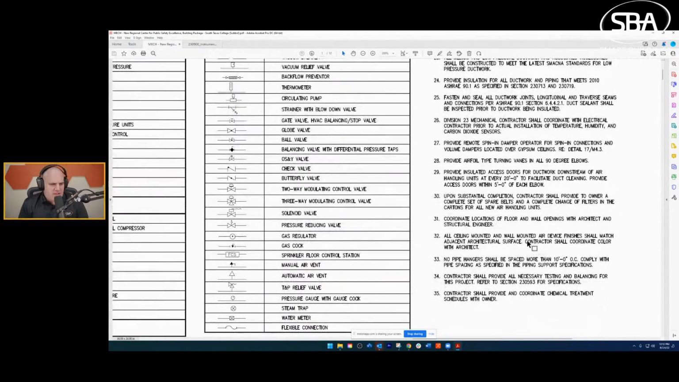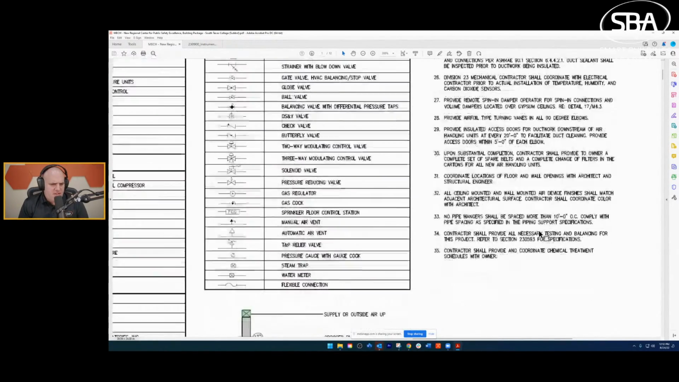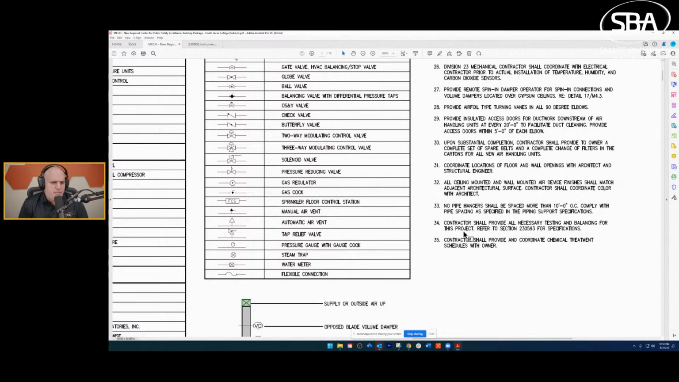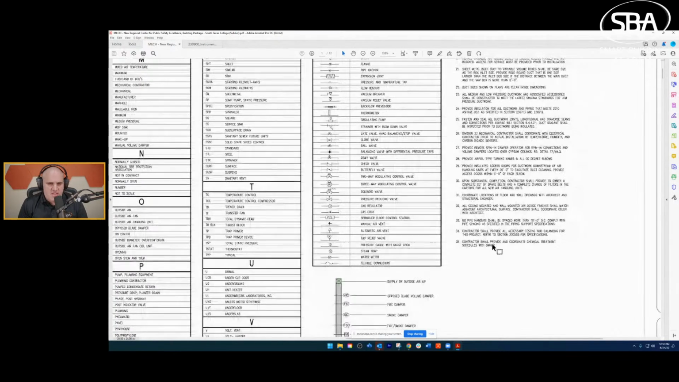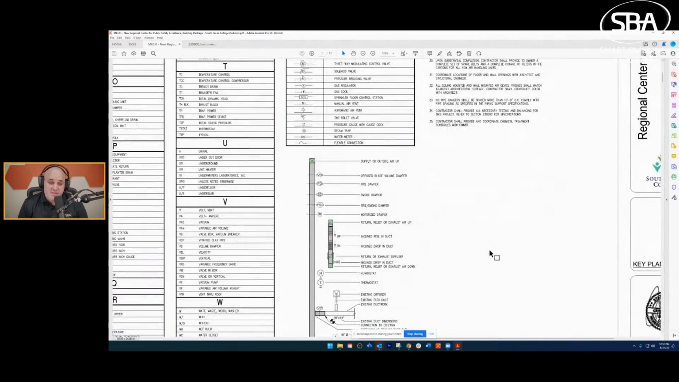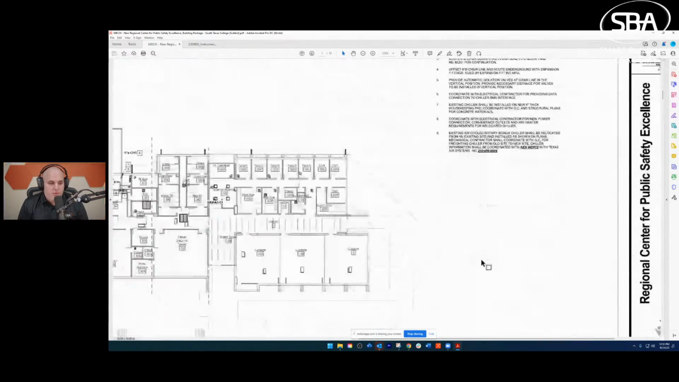Well, let's see if there's anything else that pops out. No, nothing really that pops out. Testing and balancing. Contractor shall provide all necessary testing and balancing for the project. So that's something I'd want to kind of understand. Granted, this says this is the mechanical plans, so I would assume that means the mechanical.